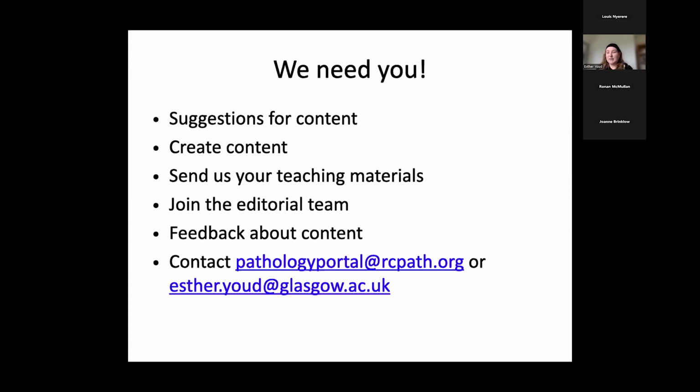You can also join the editorial team. If you have a particular interest in teaching and creating learning resources, then we have an editorial team which is formed of both consultants and trainees in all the different pathology specialties. Those people have special access to the Learning Hub, to the pathology portal, and can actually create the content. So it's a slightly different access.